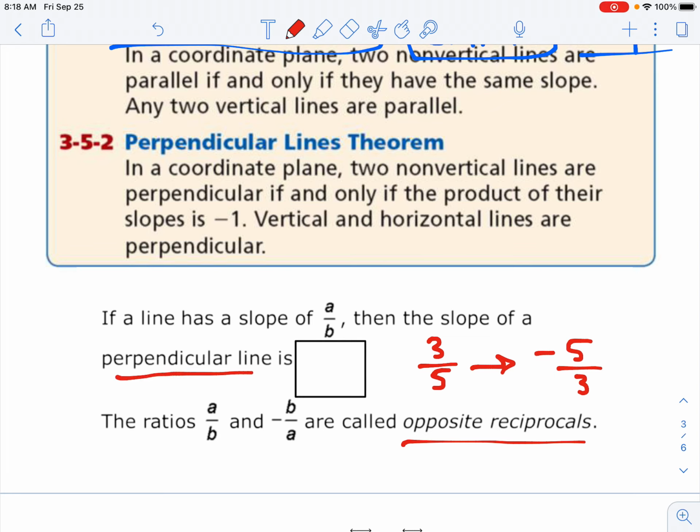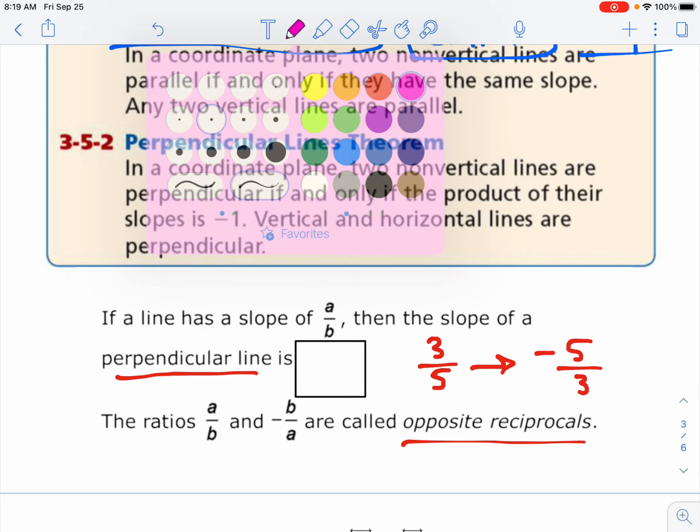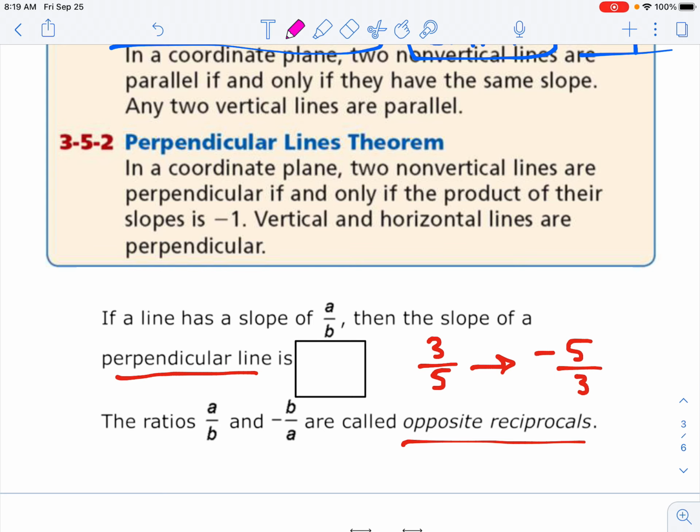All right, so perpendicular lines are when the slopes are opposite reciprocals. They're flipped and switched. Another example of that could be something like negative 2 over 5 as our first slope. The opposite reciprocal would be to flip it and to switch it. So I flip the numbers and I switch the sign. It was negative in the first one, so it's positive in the second.